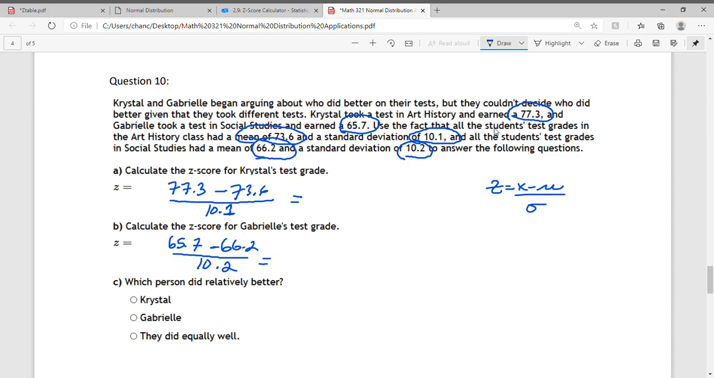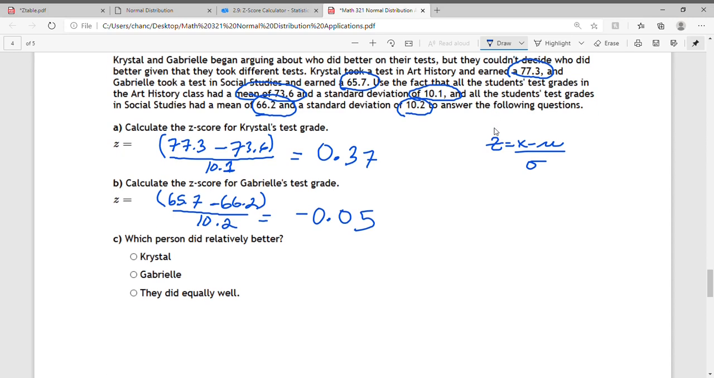So let's enter these in a calculator. Be careful. Make sure you use parentheses for the top. And then you can divide by the bottom. This gives me a z-score of 0.37. And this one gives me a z-score of negative 0.05. So who did relatively better? Well, it's going to be the person with the higher z-score. Crystal's score is above average. Gabrielle's test score was below average. So we know that Crystal did relatively better.